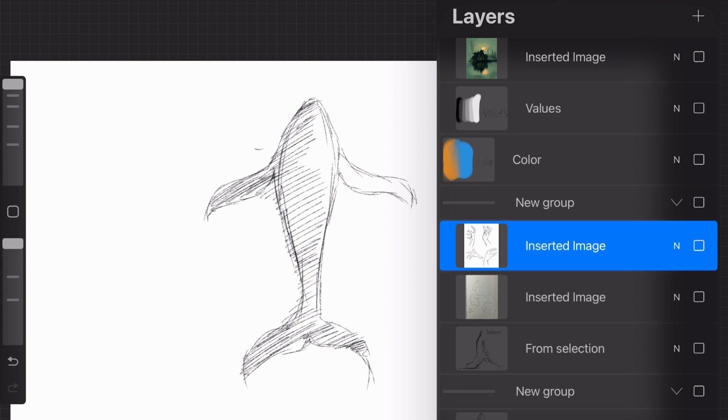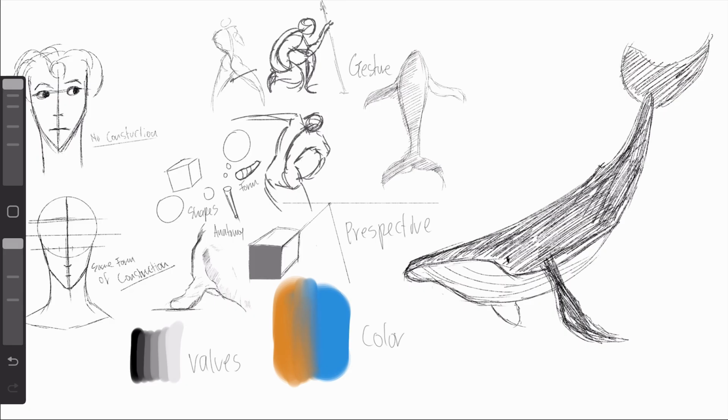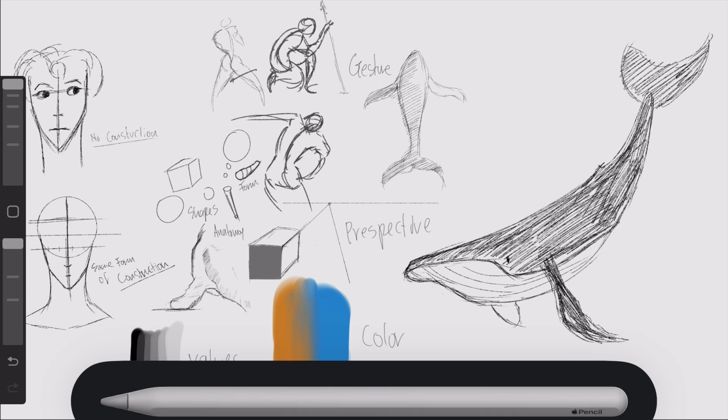the same thing, but now with a reference, and this is what I got. And it looks like a humpback whale. I mean, you can tell it's a humpback whale, and that basically sums up the main drawing-related mistakes that I made when I was beginning art, and how I dealt with them.